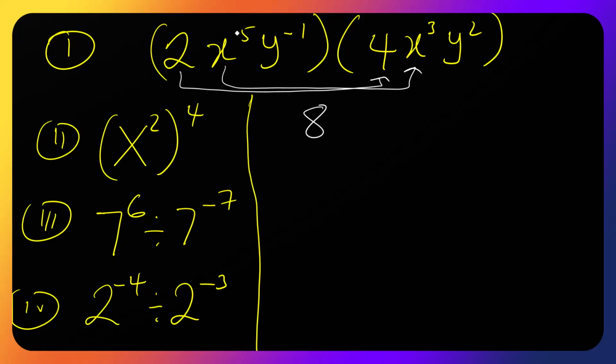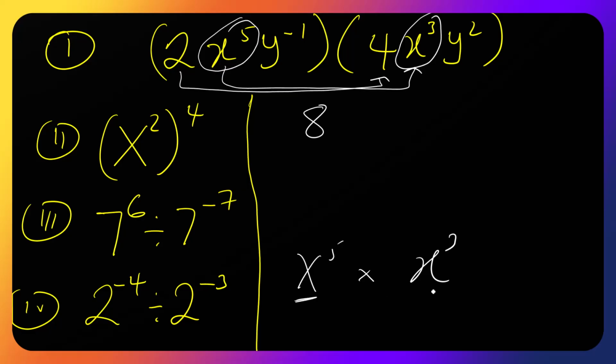So we have x to the power 5 times x to the power 3. Remember the first law of indices, which says when the bases are the same and we are multiplying, we simply add the powers. So we have x to the power of 5, x to the power of 3. We just add the powers, making x to the power of 8. As simple as that. And the next one will be y.